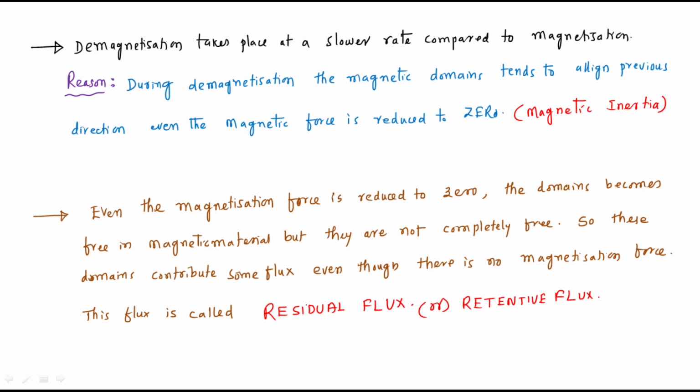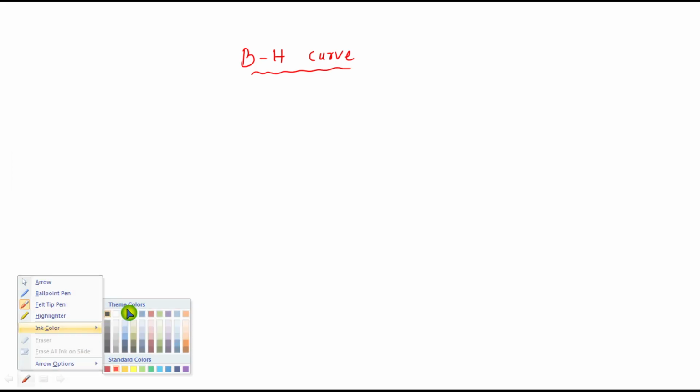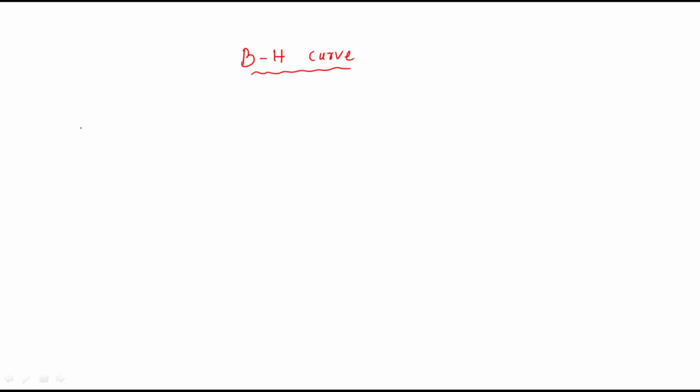This is the concept of magnetization, demagnetization, magnetic inertia, magnetostriction, and residual flux. This is the ground part of the concept. Now we have to discuss the concept of the BH curve. First I would like to discuss the ideal case, meaning an ideal machine.